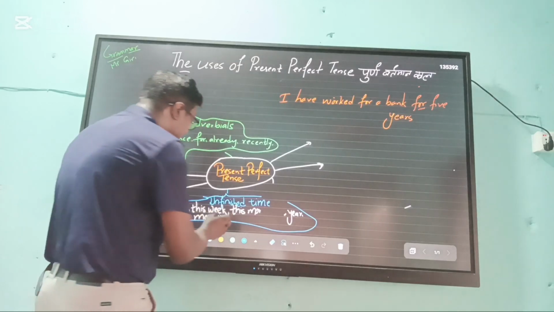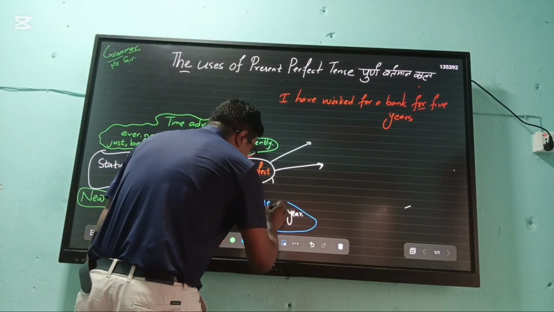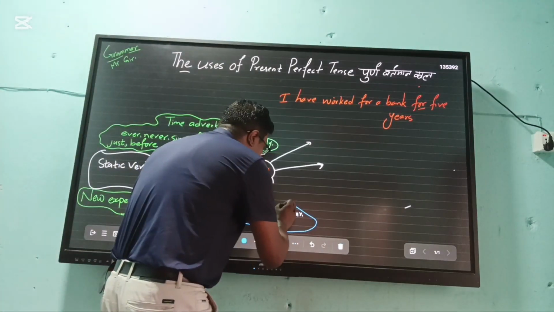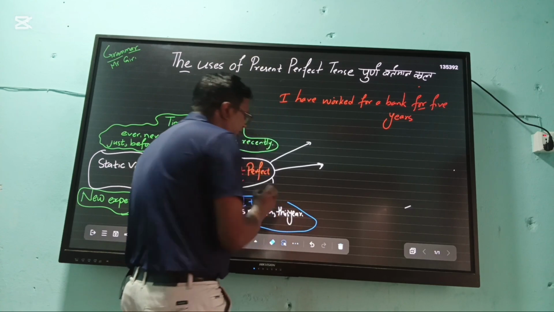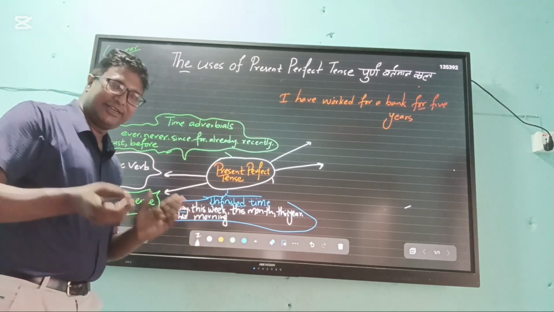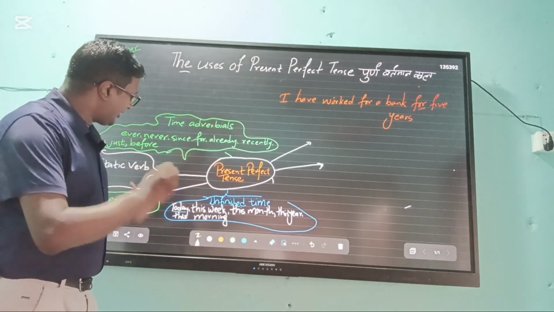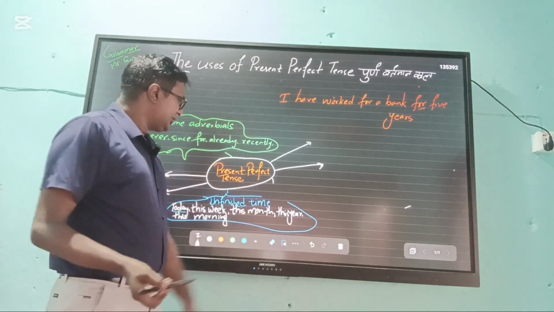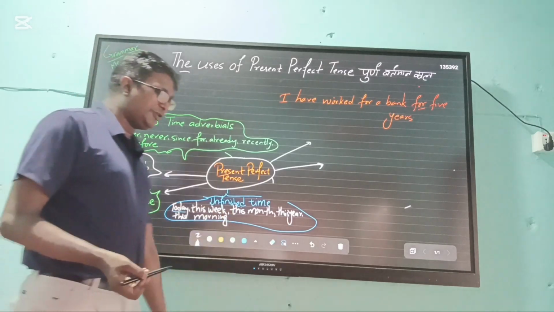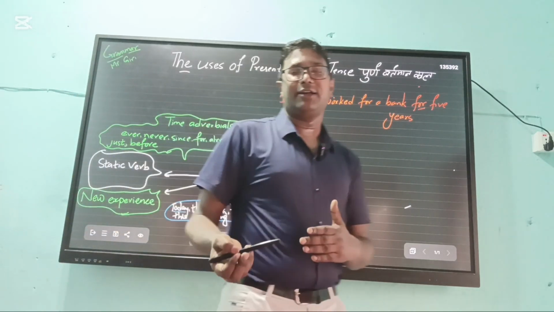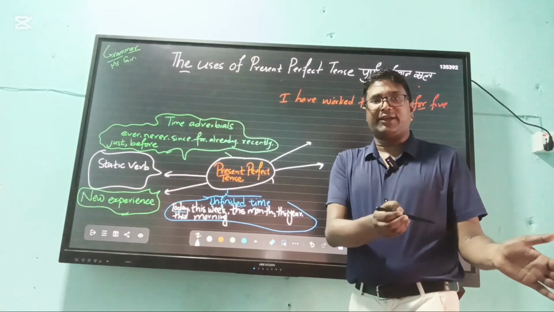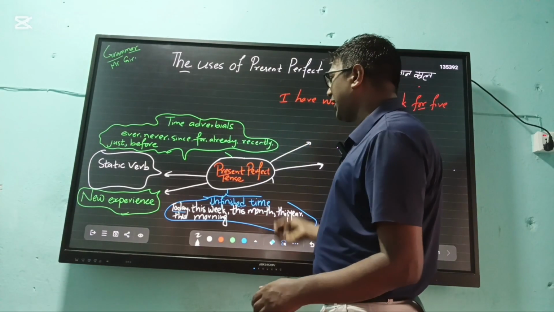This month, this month. This year is also unfinished time. What are the unfinished time? Today, unfinished time. This week, unfinished time. This month, unfinished time. This year, unfinished time. This morning, unfinished time. I have bought a car this morning. I have bought a house this week. That is the unfinished time.